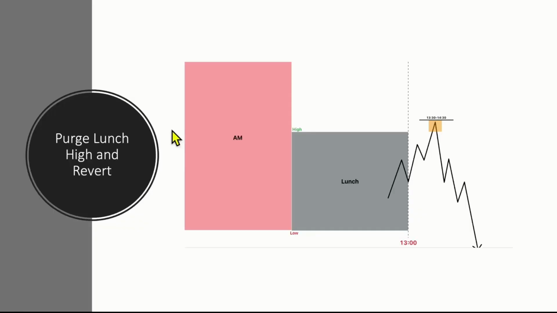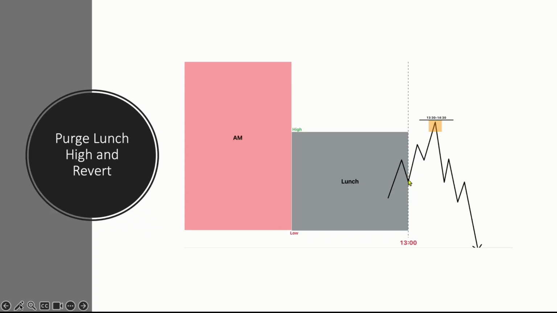Let us take a look at the first scenario for PM. This is a purge of the lunch high and a revert scenario. This scenario unfolds when AM was an expansion lower, as showcased by this red box. Lunch consolidated, engineered relatively equal lows relative to the AM cycle. And from there on, we see that lunch trades higher from the 1 PM opening.